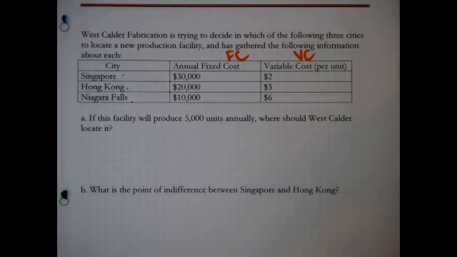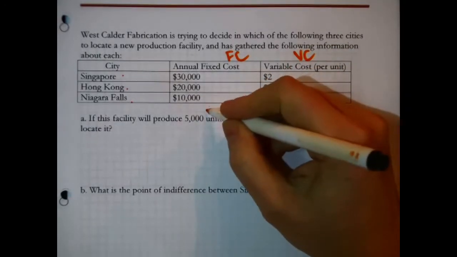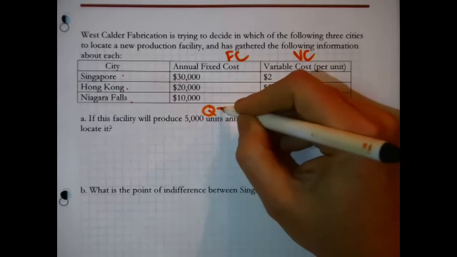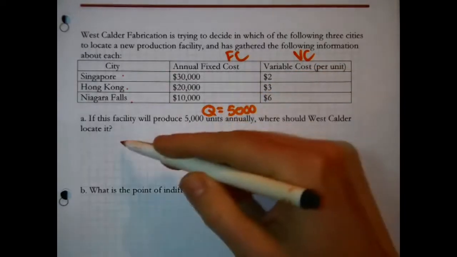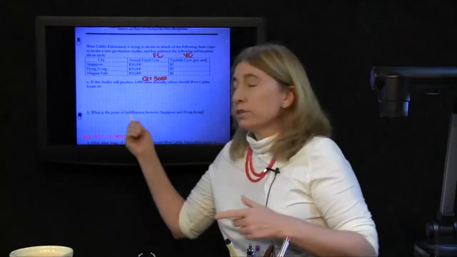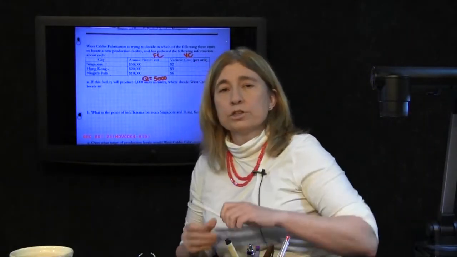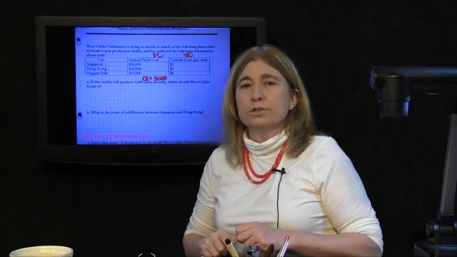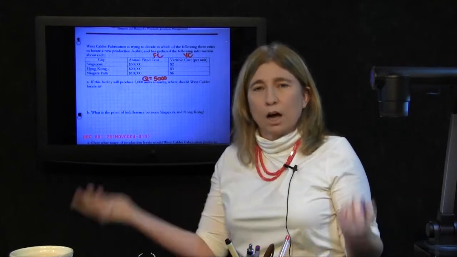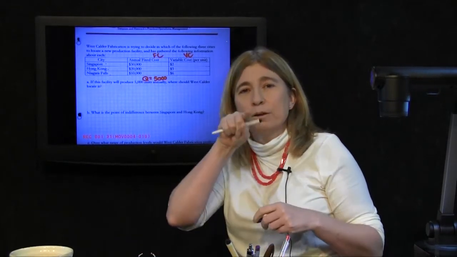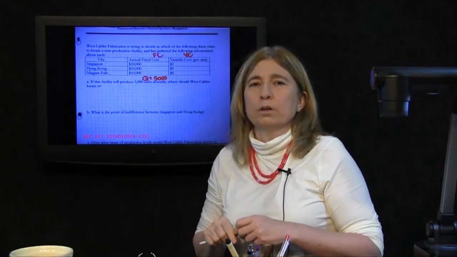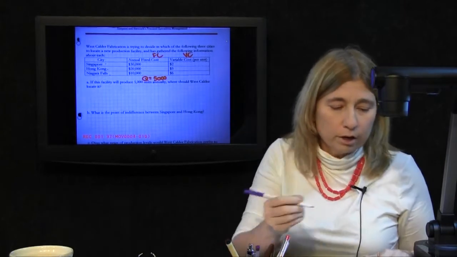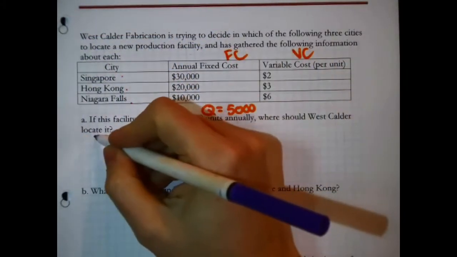If this facility were to produce 5,000 units annually, oh, that's Q. Q equals 5,000. Where should West-Calder locate it? Oh, this particular question, just logic. The only thing that we need to do is to calculate the cost at each one of the cities at that particular Q equals 5,000, that particular volume of annual output, and see which one's the least expensive. So let's test them.